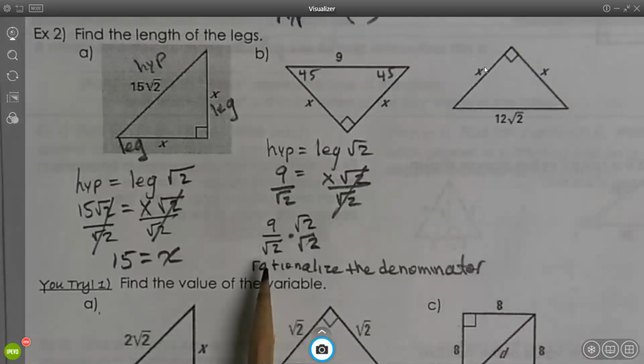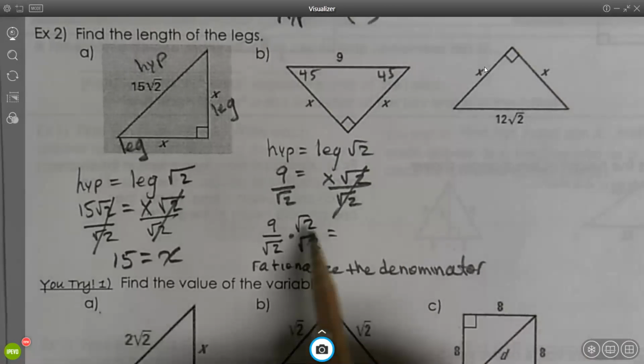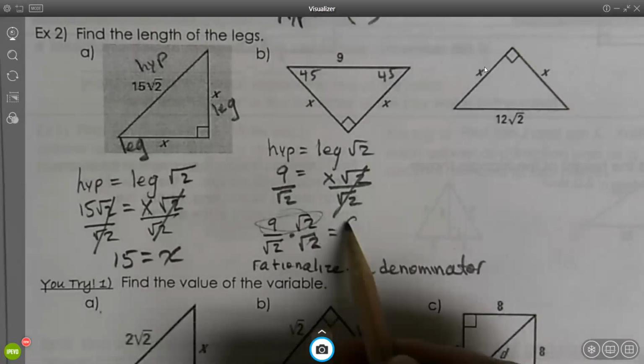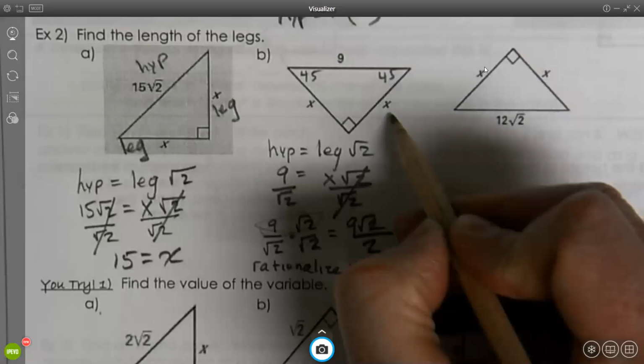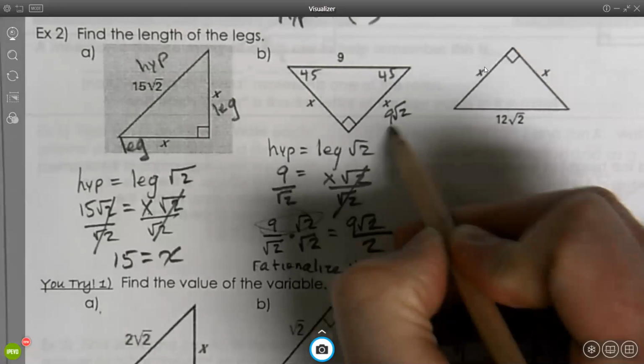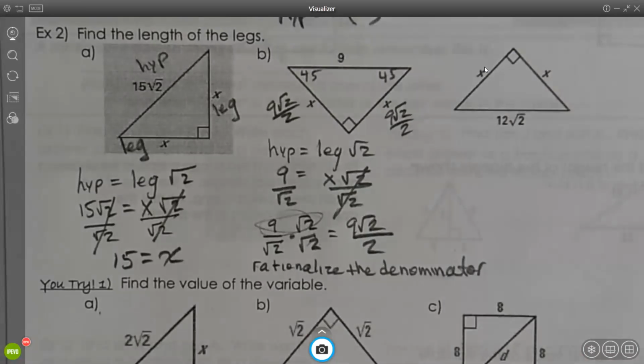And we all know that if you multiply a fraction by 1 or any number by 1, you don't change its actual value. So 9 divided by √2 times 1, in this case, it's going to be 9√2 over 2. That is what each of these legs would be. We would not simplify that down to 4.5√2. Don't turn that into a decimal. That is called simplified radical form.